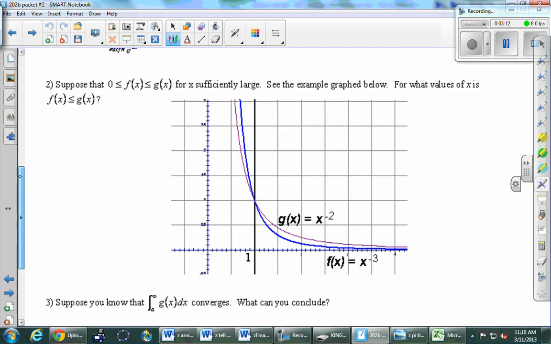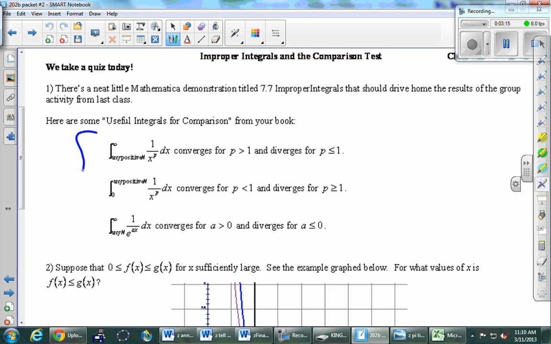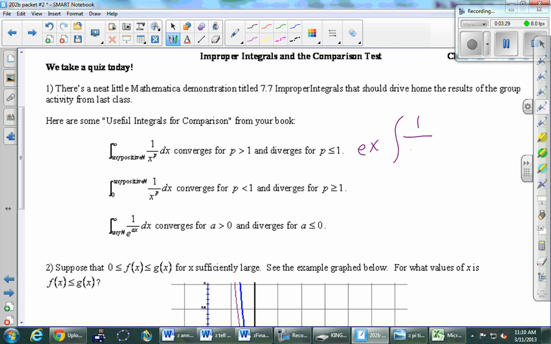So let's come back to page 17. 17 starts with this list of three, what they're called useful integrals for comparison. That's what your book calls them, 3 useful integrals for comparison. And the first one, I'll just write an example of the first one. Integral of 1 over x squared, actually we'll do the ones that you guys did last time. You don't need to write this, but you can if you want. 1 over x to the 0.9.